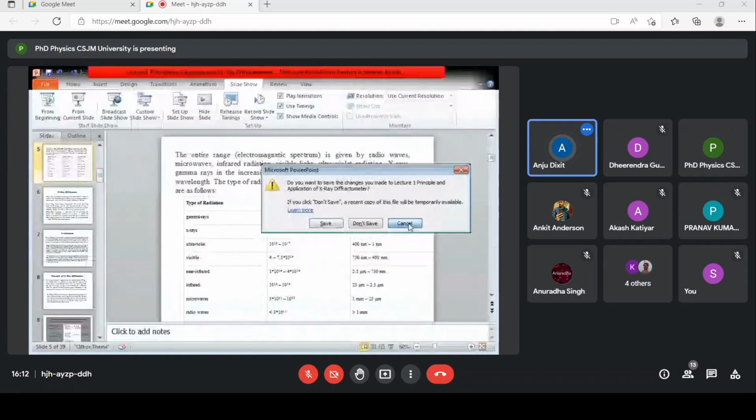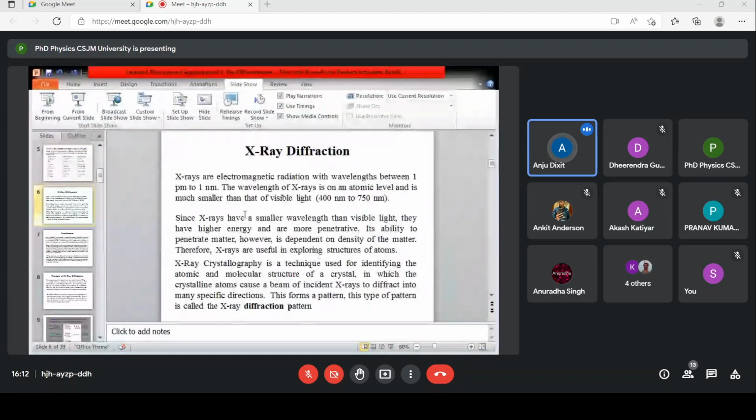Okay, now it is there. The X-ray diffraction slide. Yeah. Yes, ma'am. Okay. Yes, ma'am.